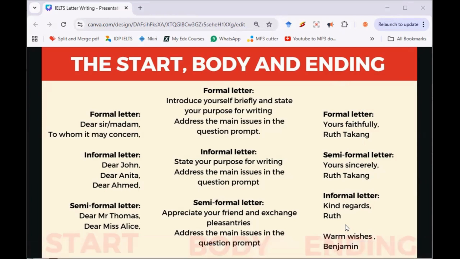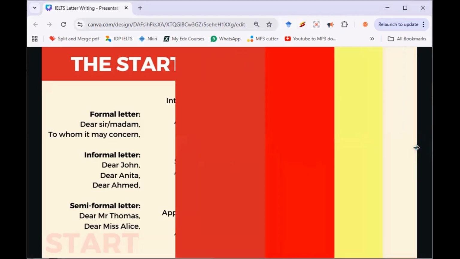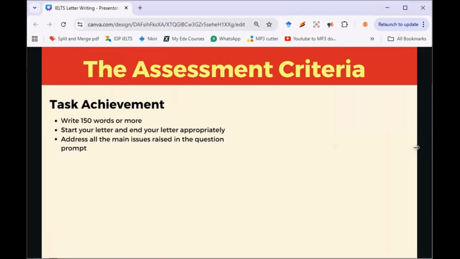So take note of how to end your letter, how to close your letter. These are the things that will help you to ensure that you get a good score when the examiners start assessing your essay. Now, how will they assess your essay? Sorry, how will they assess your letter? That is the next thing we need to ask ourselves. How will our letter be assessed?